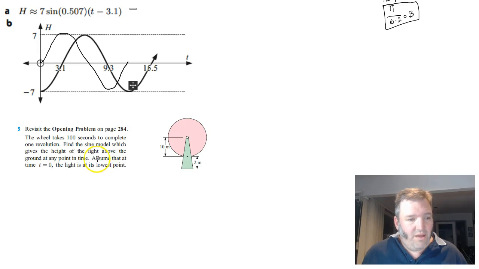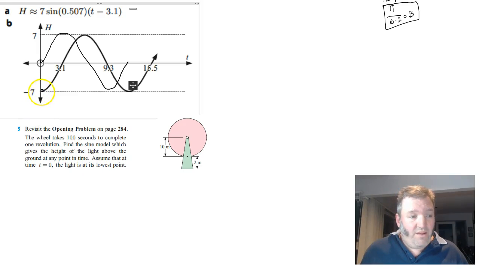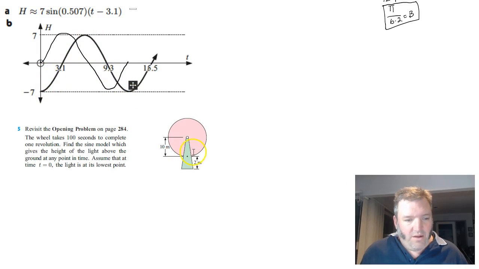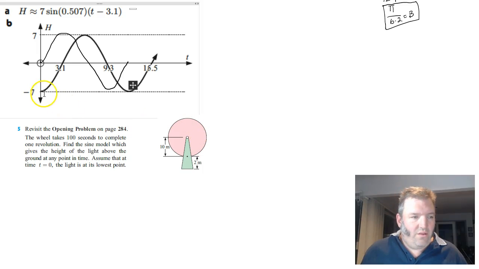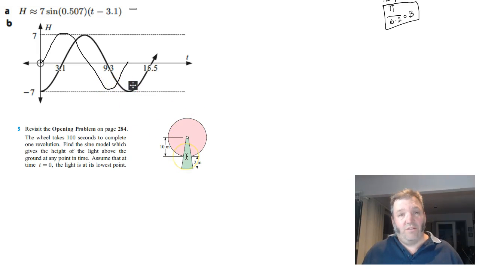So we can see that there. Assume at time 0 the light is at its lowest point. So that would be, in fact, following this graph that they've got there. That sort of pattern, isn't it? It's going from its lowest point. As it goes around on the Ferris wheel, it's going to go up to its highest point. It's going to come back down to its lowest point once it completes a full period.